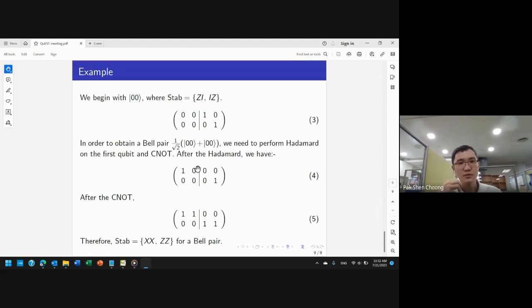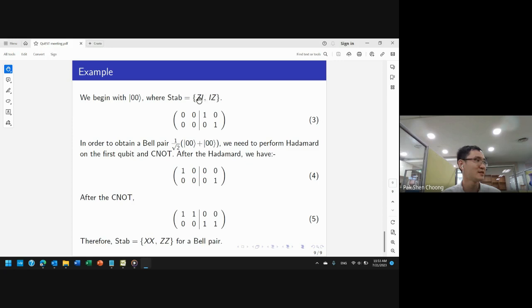So now if you look at the example, we begin from 0, 0. The stabilizer for this is easily identified. It is ZI and then IZ. Slight abuse of notation, this is actually the generators. So now we are only tracking the generators. We don't need to track the whole stabilizer group.